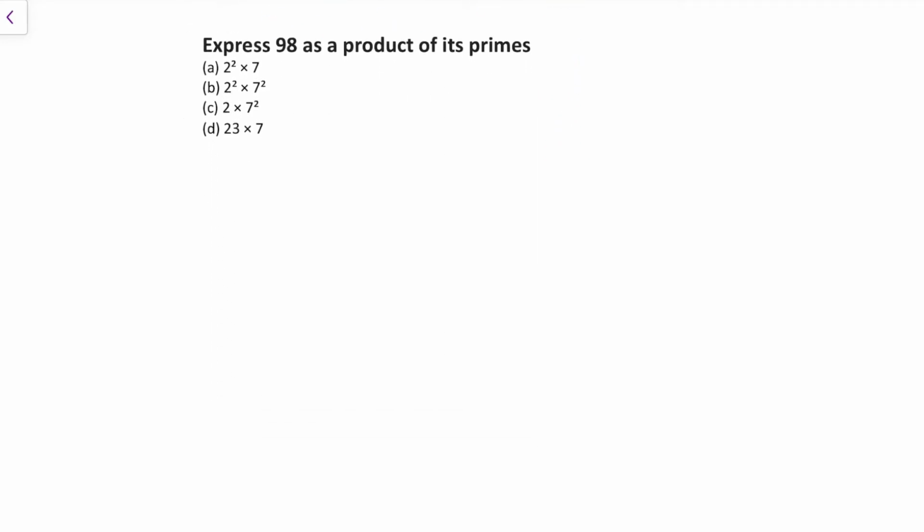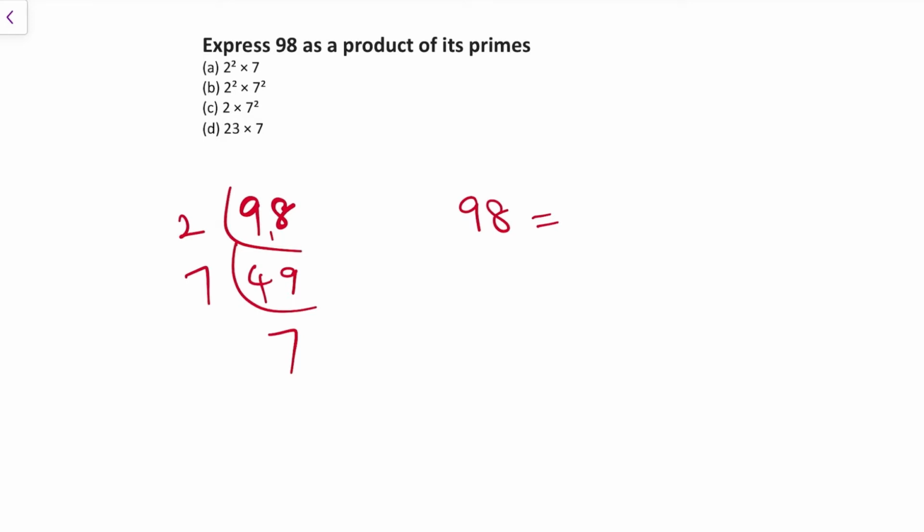Next, express 98 as a product of its prime numbers. Let us check. We need to do the prime factorization for 98. 2 4s are 8, 1 carry, 2 9s are 18. Now 49 comes in the 7 table, so 7 7s are 49. Then 98 is equal to 2 into 7 power 2, since 2 is there only one time and 7 is there 2 times. That is 2 into 7 power 2.